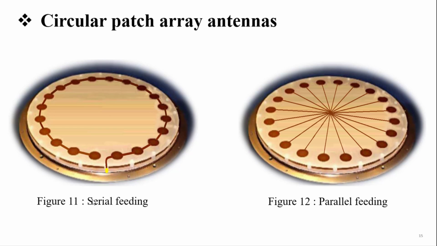So when I change frequency in serial feeding, I can observe a change in phase shifts between antenna elements, but for parallel feeding I cannot observe any change in phase shifts between antenna elements.